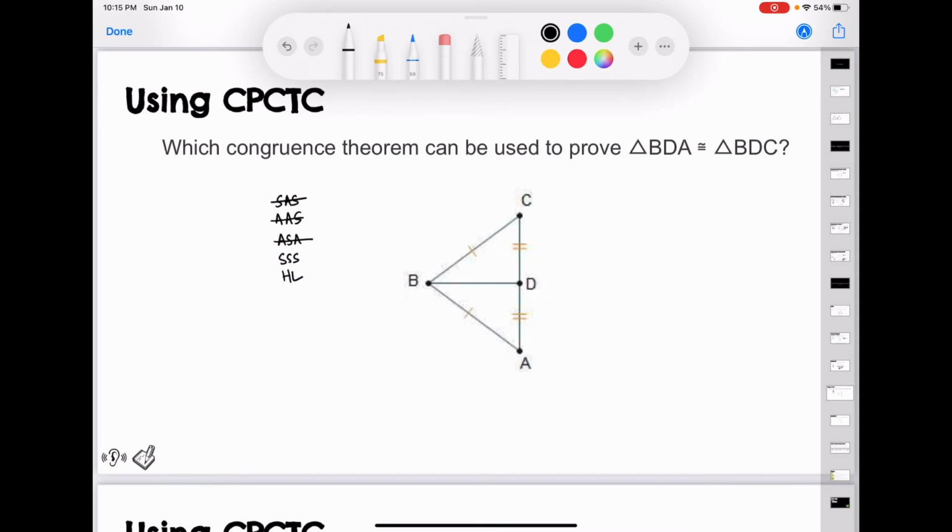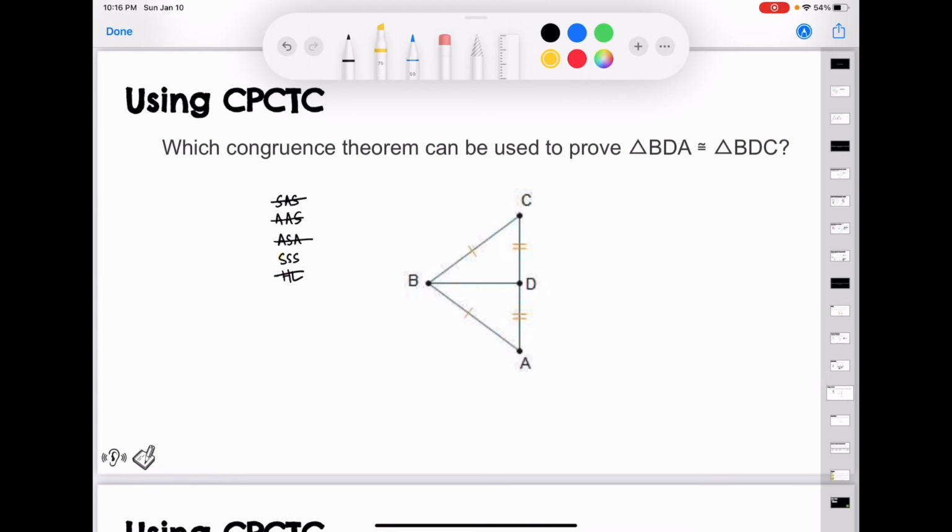Are we told that we have a right triangle? Do we see a symbol indicated here that indicates right triangles? We do not. So therefore, we wouldn't want to use the hypotenuse leg theorem because we aren't told directly that BDA and BDC are right triangles. So thus, we're left with the SSS theorem.